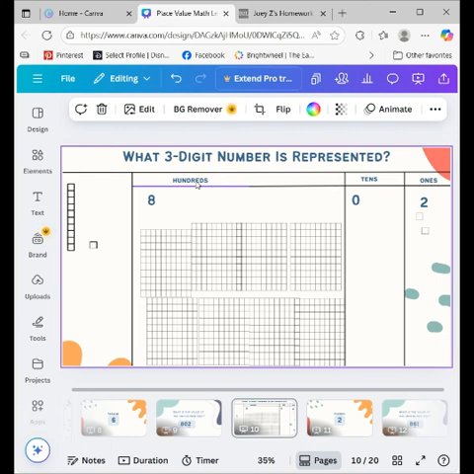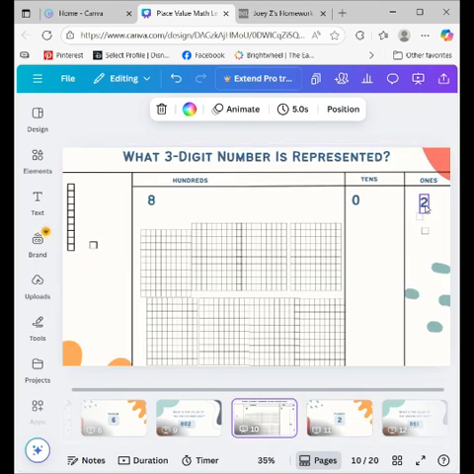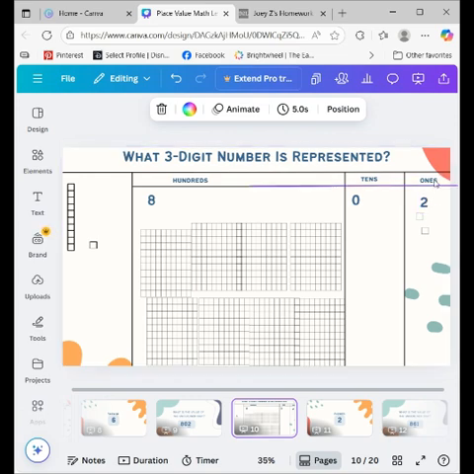But we have to find out what value our 2 is in 802. So again, we can count these. It's 1, 2. So the answer is 2 because it is 2 ones. So 2 is in the ones place.